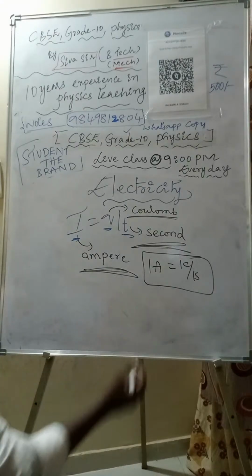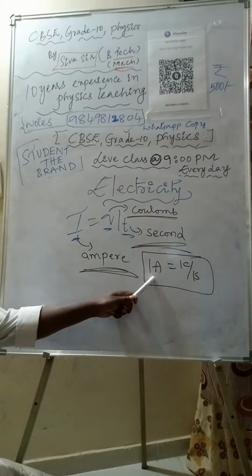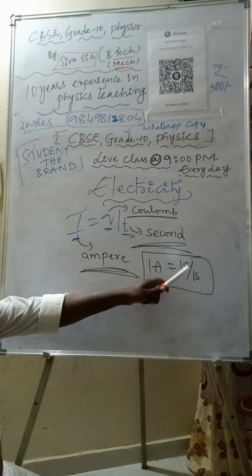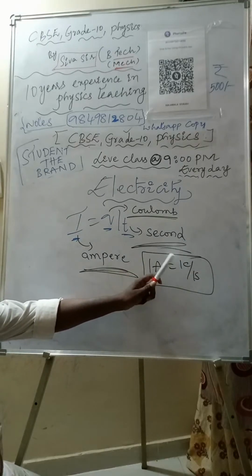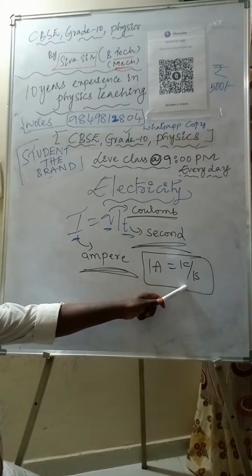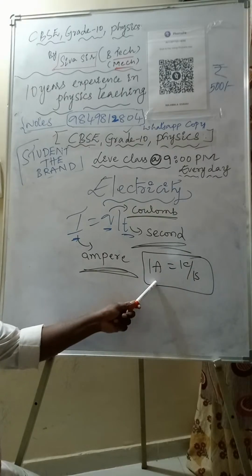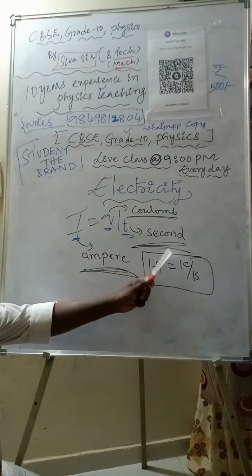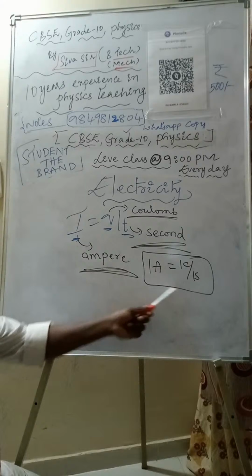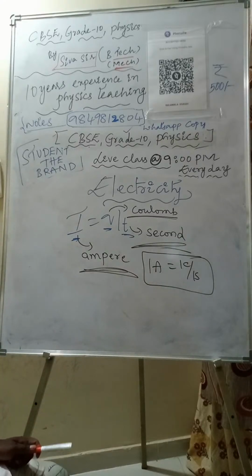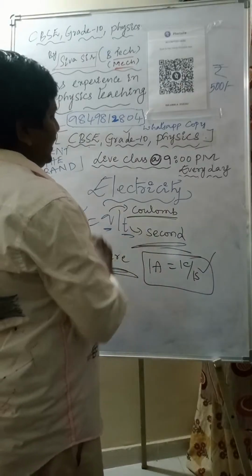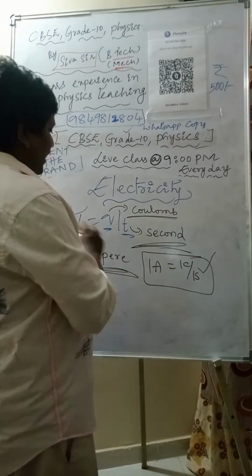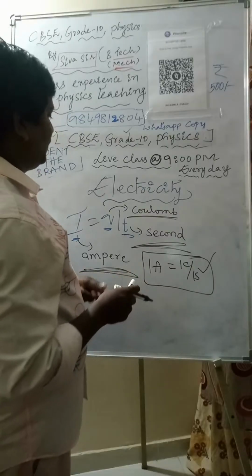1 ampere is defined as 1 coulomb of charge flowing through a unit cross-section area per second. That is nothing but 1 ampere. So 1 ampere equals 1 coulomb per 1 second. That is nothing but electric current. I = Q/T.